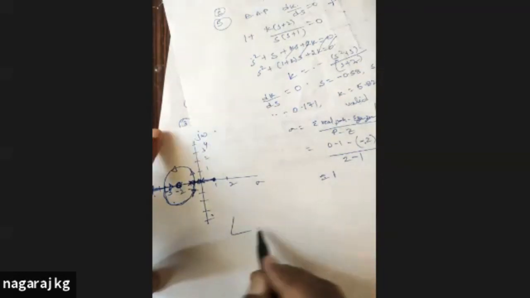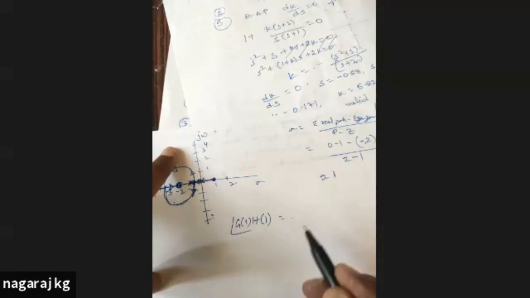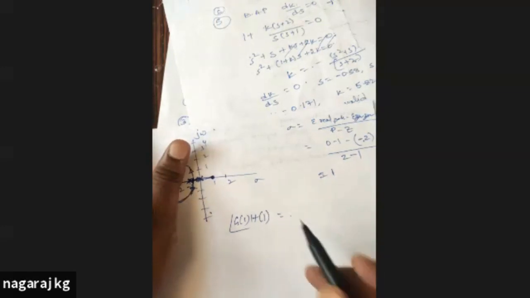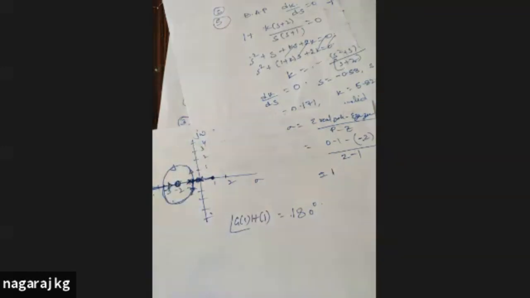Any doubts in this? Now, how to show that part of this root locus will form a circle? For this, you have to go for the angle condition. Angle of G(s)H(s) is equal to 180 degrees. This is the angle condition. Using the angle condition, you have to show that the part of the root locus forms a circle.